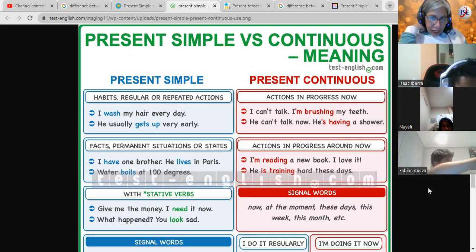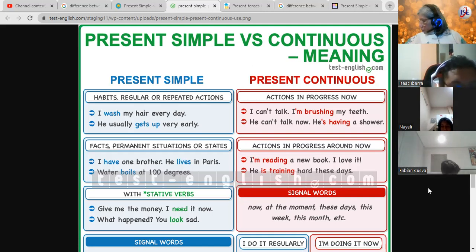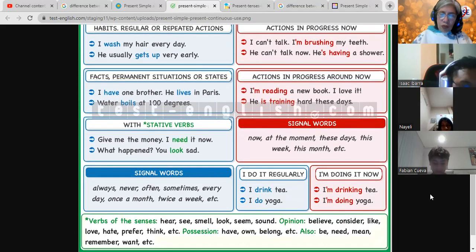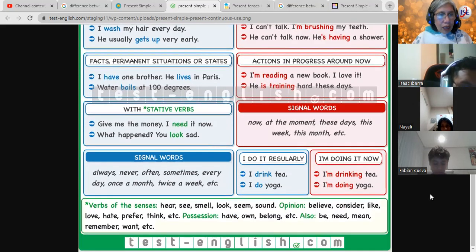Isaac, can you read the signal words, the time words we use for the present progressive, please? Signal words: now, at the moment, these days, this week, this month, etc. Those are the words we use for the present progressive. Fabian, can you read, I do it regularly? It means things you do as a habit, as a routine.